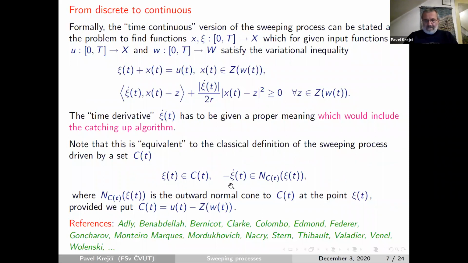I prefer the formulation in terms of the variational inequality, because it is, in my opinion, more flexible, and you will see in a moment why I insist on that. There are many references, many people have worked, and we have learned a lot from the people listed here. I would particularly thank Giovanni Colombo, who introduced us to the topic of non-convex sweeping processes.